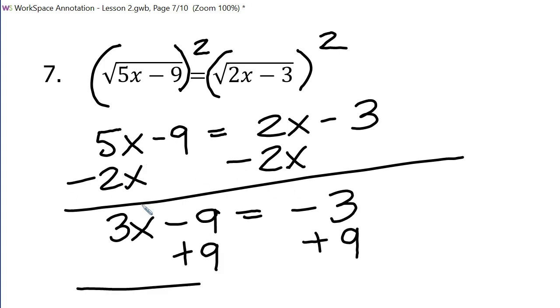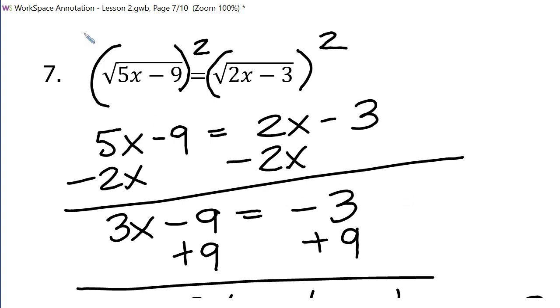So that gives us 3x equals 6. Divide both sides by 3. And the answer is what? X equals 2. Now, you can always go back and check your answers.